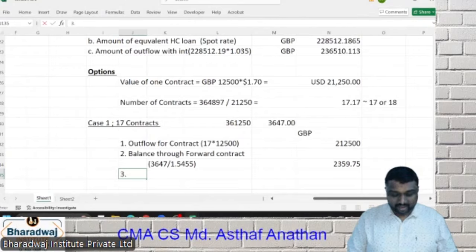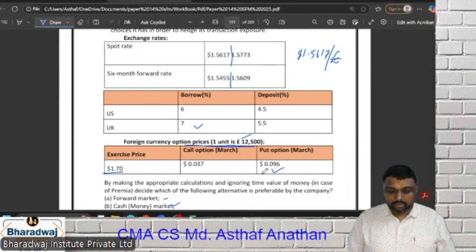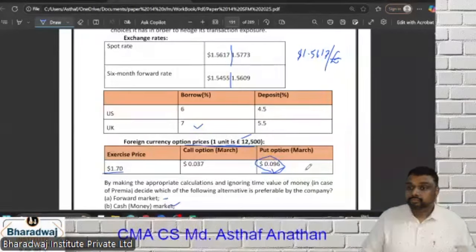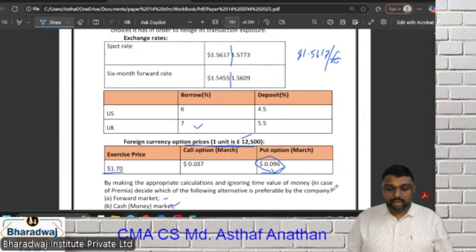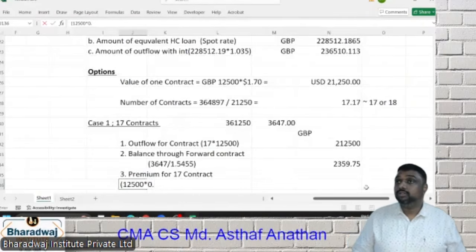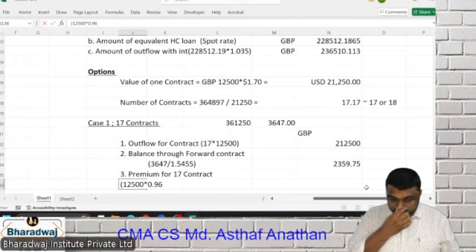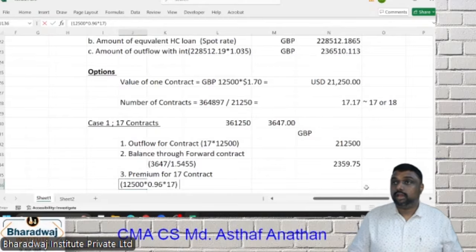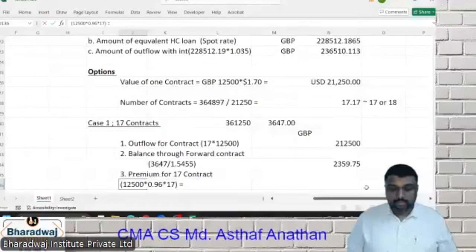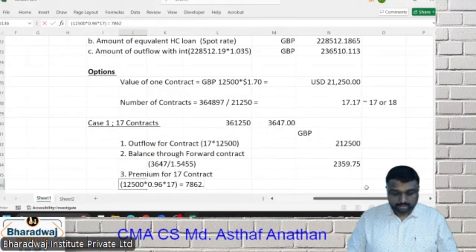Now one small point you have to make. That is none other than your premium for the 17 contract. What is the premium you have to make for the 17 contract, friends? For each contract, your premium is what? For every dollar, 0.096. So what is the total amount you have to make? 12,500 into 0.096 into 17 contracts. Can anyone tell me the amount? Sorry, 7,008, 62.5. Correct?